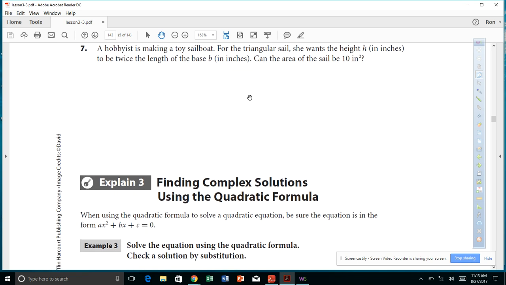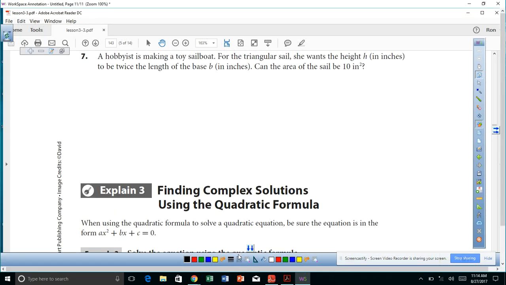A hobbyist is making a toy sailboat. For the triangular sail, she wants the height in inches to be twice the length of the base b in inches. Can the area of the sail be 10 inches squared? Well, let's draw a triangle there. And let's see here. And that might be kind of close. Okay. So this is the base b, and the height will be 2b.